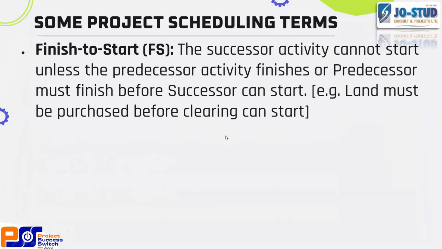Finish to start means that the successor activity cannot start unless the predecessor activity finishes, right? Or the predecessor activity must finish before the successor can start. For example, land must be purchased before clearing can start. Just like you cannot apply paint without buying or mixing the paint, right? So that's finish to start relationship. We are going to demonstrate it practically. So just hold on and follow me.